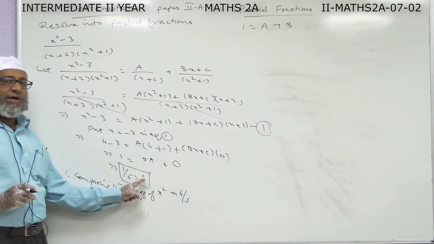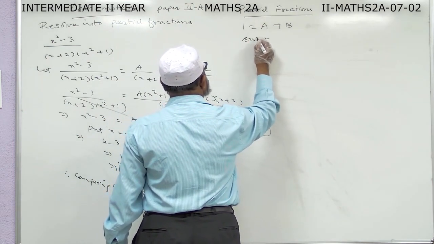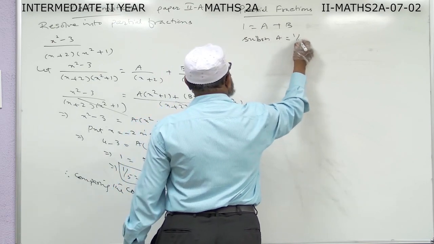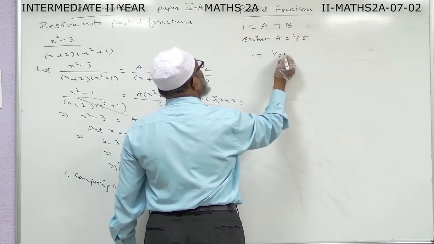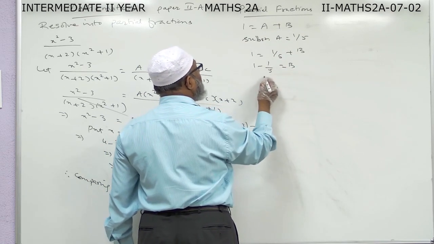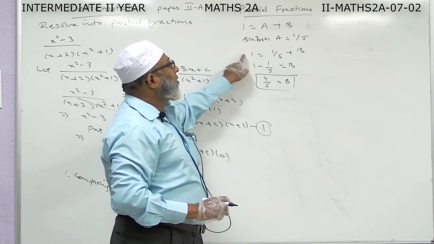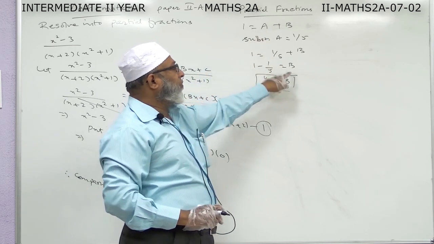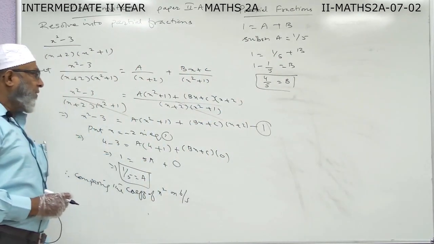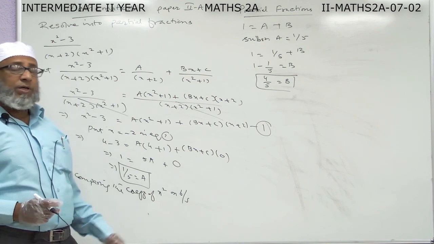I am having the value of a as 1 by 5. If I substitute here, what happens? Substituting a is equal to 1 by 5. This is nothing but 1 is equal to 1 by 5 plus b, or 1 minus 1 by 5 is equal to b. 5 minus 1 is equal to 4 by 5 is equal to b. Right? Transferring 1 to inside becomes 1 by 5 is equal to b. Taking LCM, 5 1 the 5, 5 minus 1 4, 4 by 5. So I got the value for b also. Now my purpose is to get the value of c.